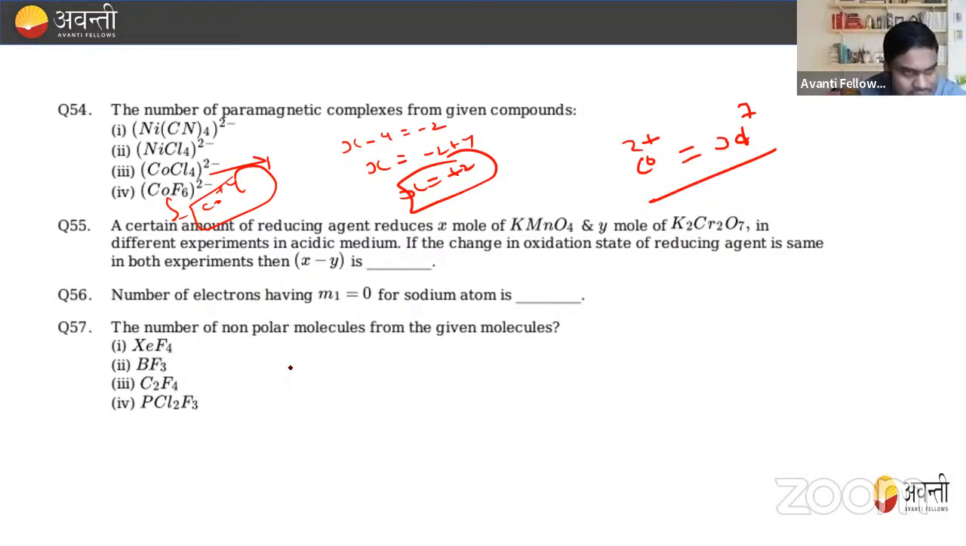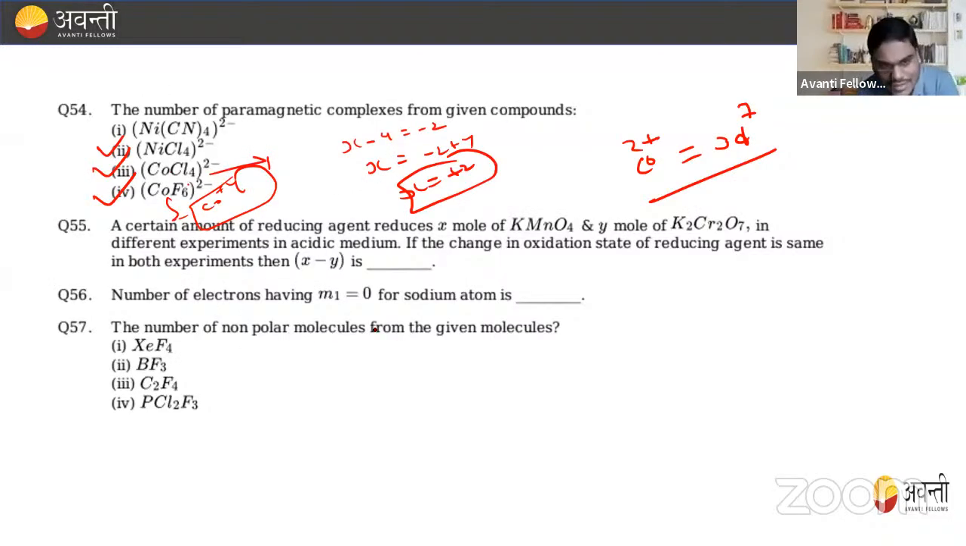On a similar basis, NiCl4 has a weak ligand. So the correct answer for this question is 3. That is NiCl4 because weak ligands are there, CoCl4 weak ligands are there, CoF6 weak ligands are there. So the total number of possibilities is 3. Is it clear to everyone? Just remember this simple trick. As the ligand is weak, the number of unpaired electrons is more, so this will show more paramagnetic behavior.